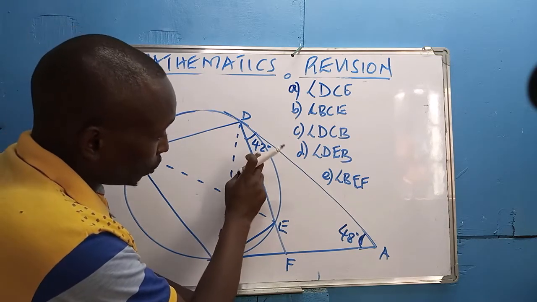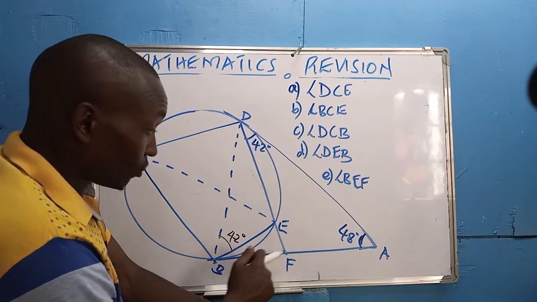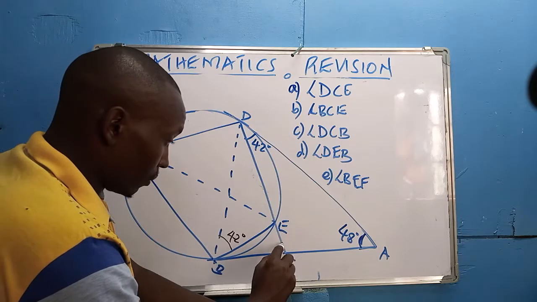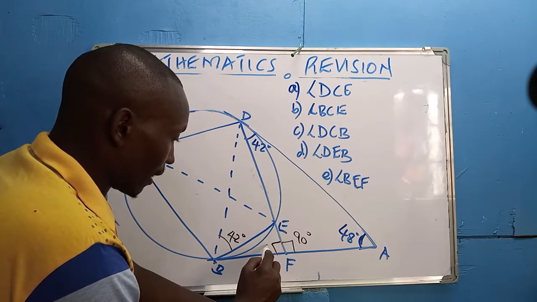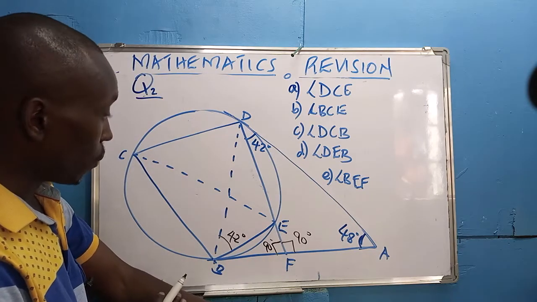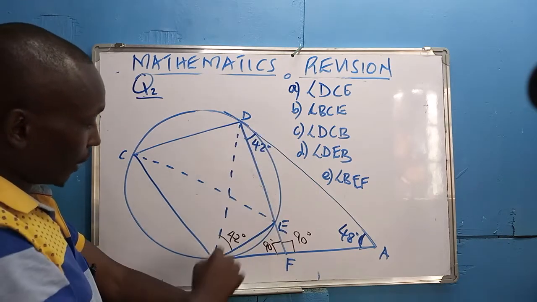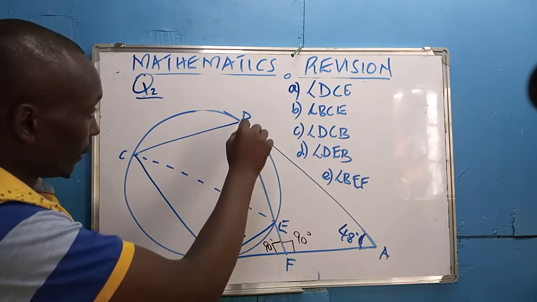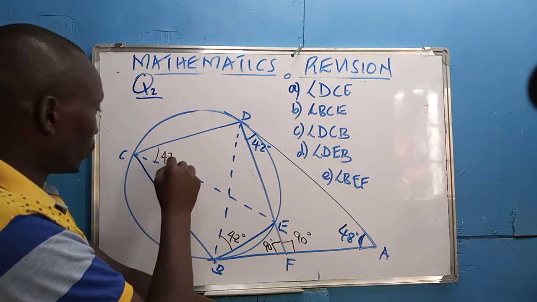If this is 42, this is 48, that makes 90. And that tells you this angle here, this one, must be 90 as well. And that means even the internal angle here is 90 as well. Now, the chord DE subtends 42 here. So the same chord DE subtends an angle here of 42 degrees.